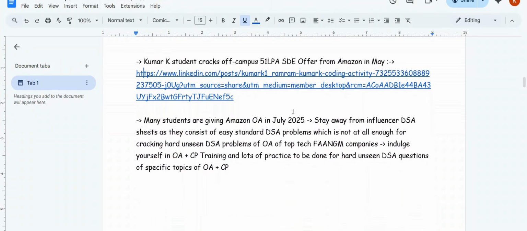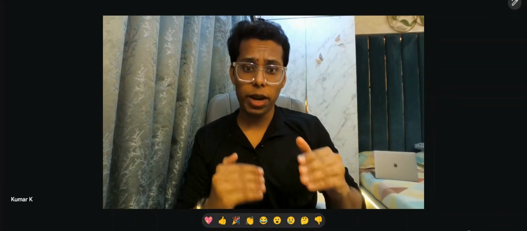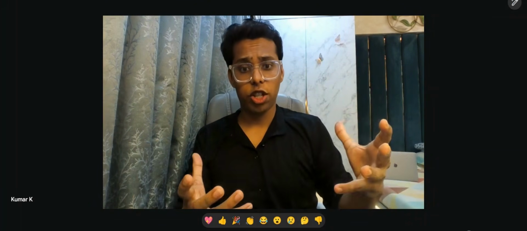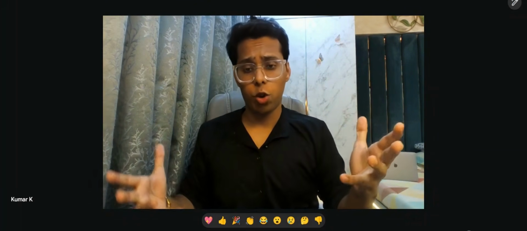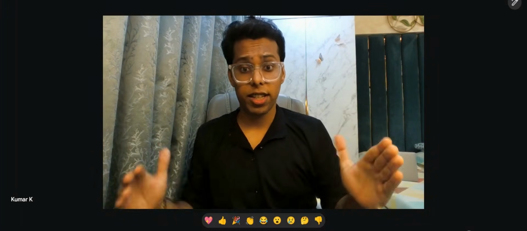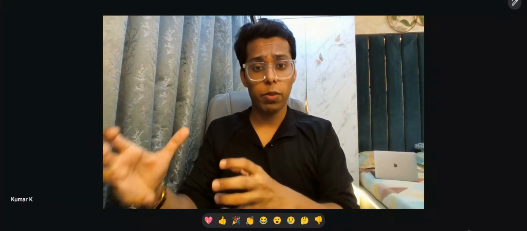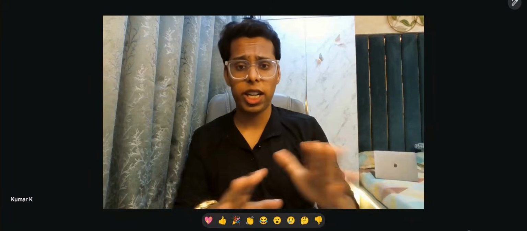from influencer DSA sheets. You need to maintain lots of distance from influencer DSA sheets, because they just consist of 100, 200, maximum 300, 500 standard DSA questions picked from LeetCode and GFG websites. They are very good for understanding the standard basic DSA algorithms, but they are not enough to crack the hard unseen DSA questions asked the Amazon way.